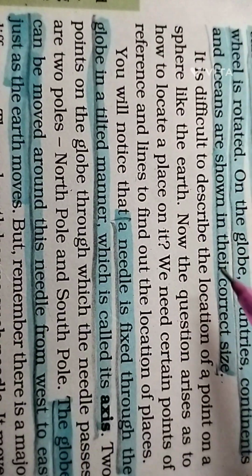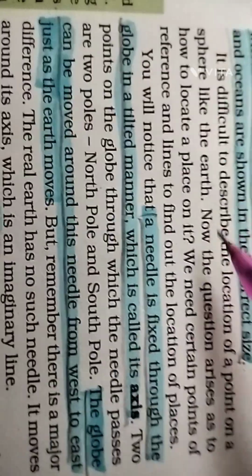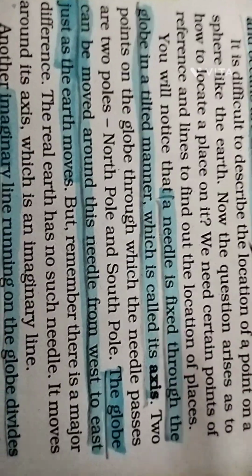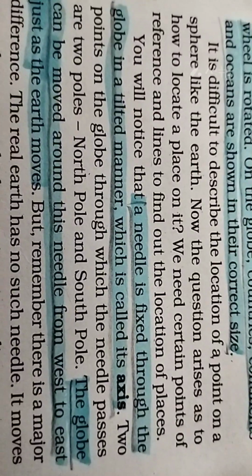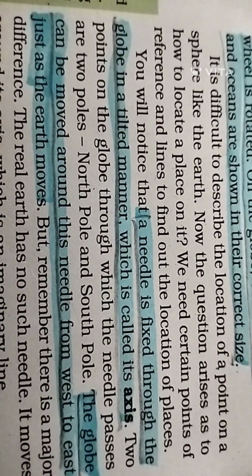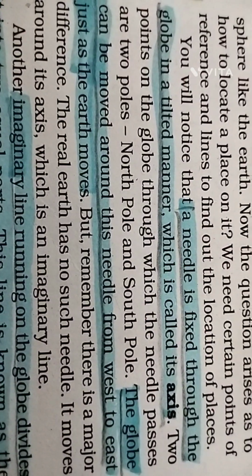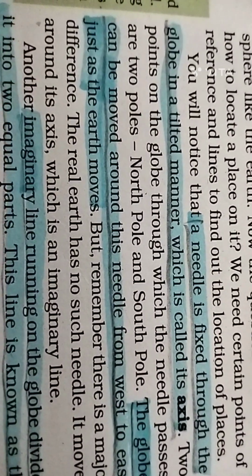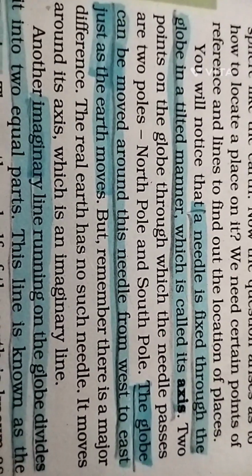It is difficult to describe the location of a point on a sphere like the Earth. Now the question arises as to how to locate a place on it. We need certain points of reference and lines to find out the location of a place. You will notice that a needle is fixed through the globe in a tilted manner, which is called the axis.